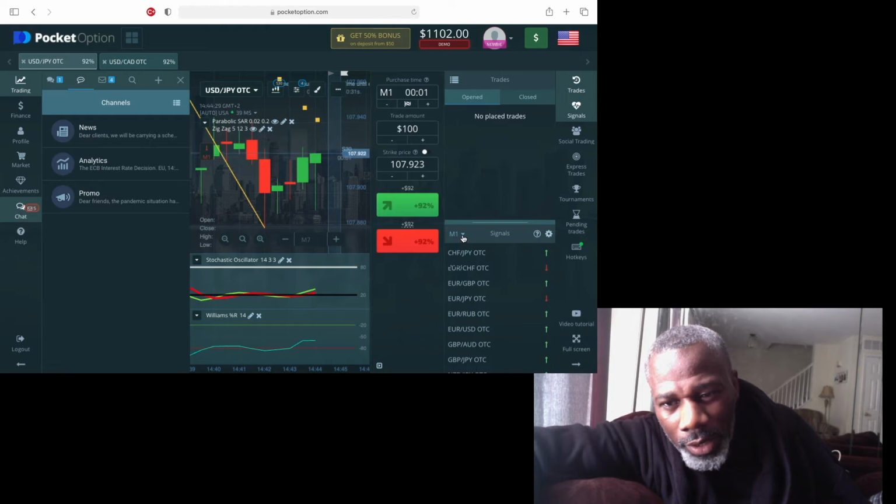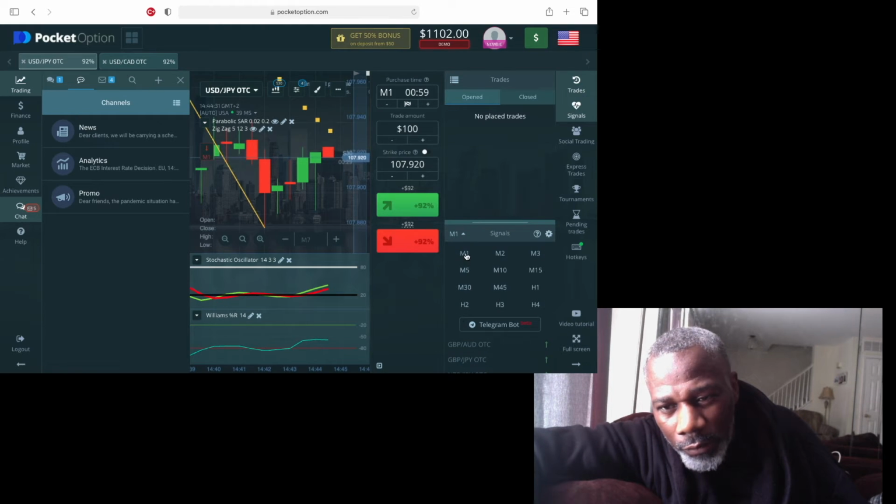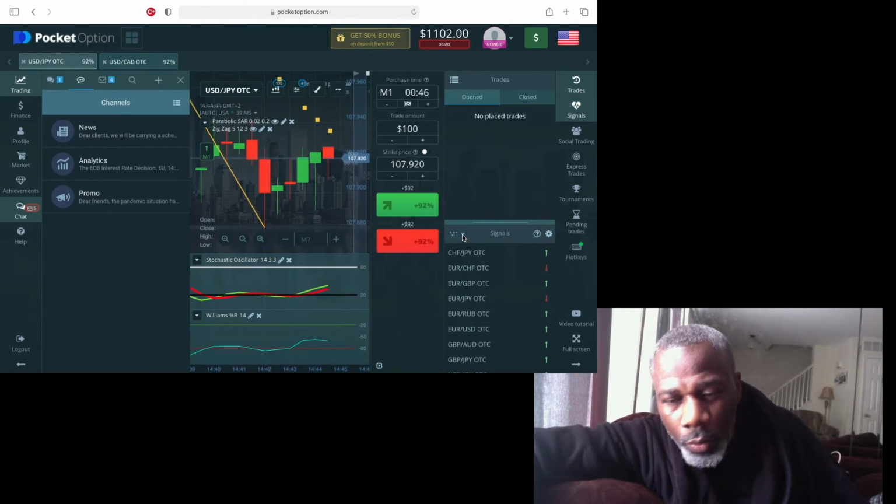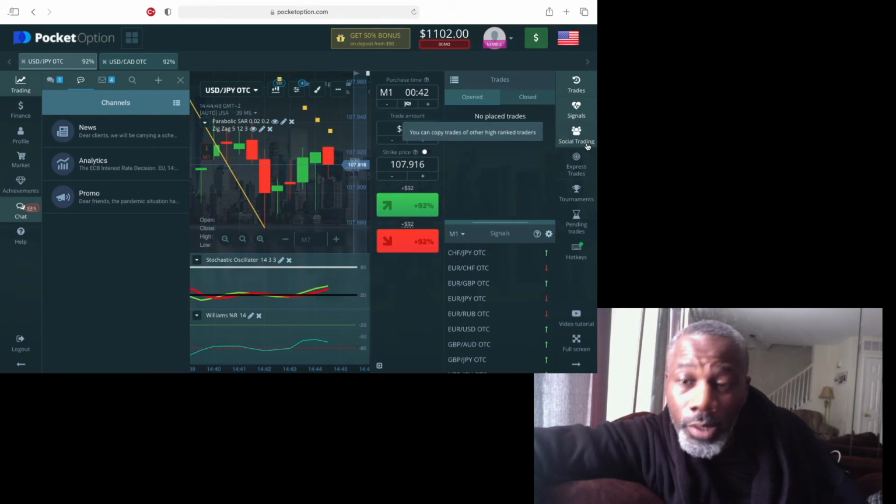And right here, you can click on that and you can pretty much see what signal is going by, the minutes, the hours, and you can see how the signal works according to the time frame that you set it on. Right now it's set on 1 minute.